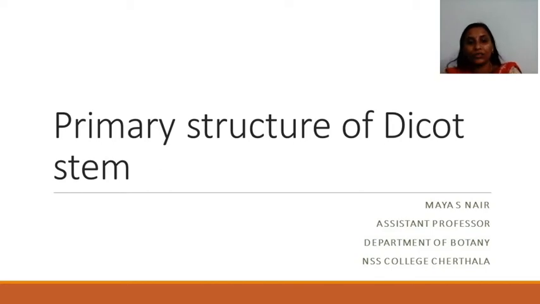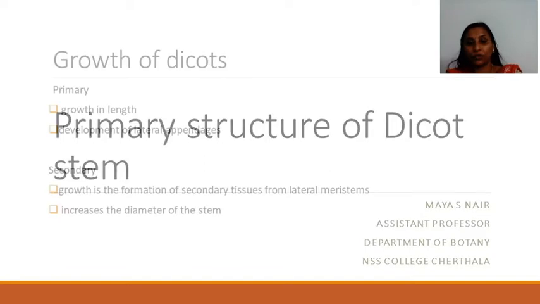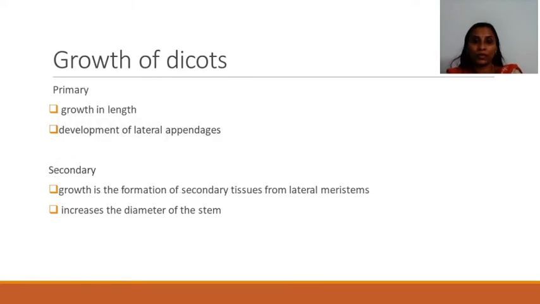Hello everyone. Today we are going to discuss the primary structure of dicot stem. Before we move into the details, let us look into some other facts. Plants have two different types of growth: one is the primary growth and the other one is the secondary growth. Primary growth means growth in length and development of lateral appendages. Secondary growth means the formation of secondary tissues from lateral meristems, and it also results in the increase of diameter of the stem, or the girth of the stem.